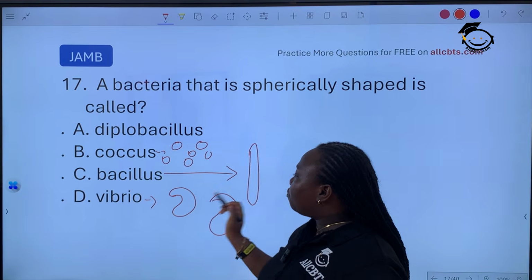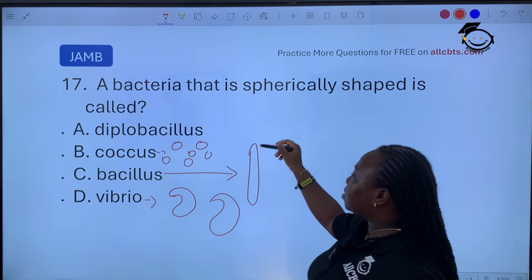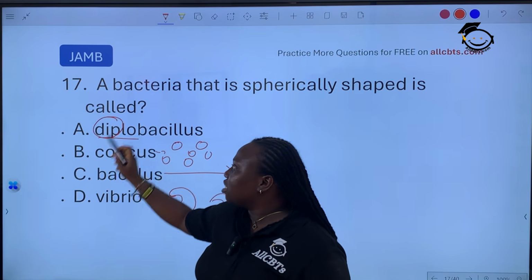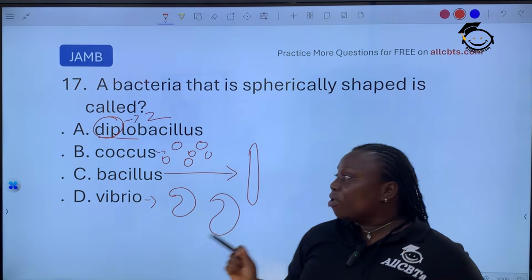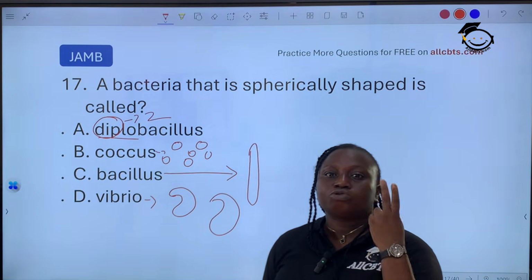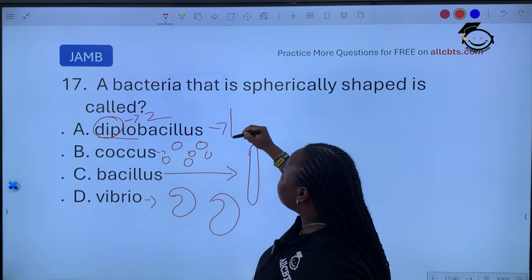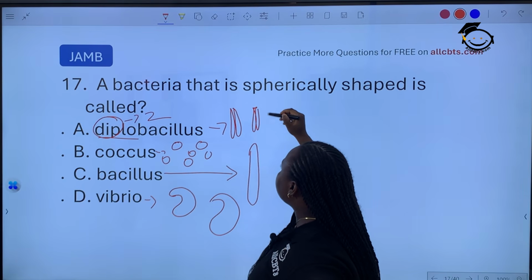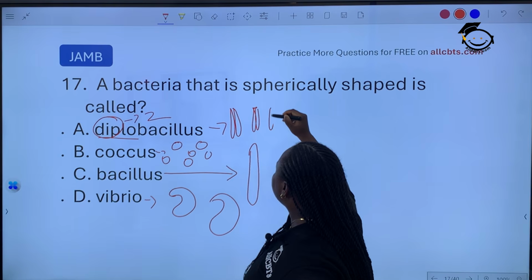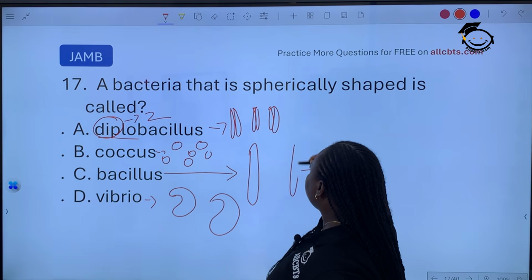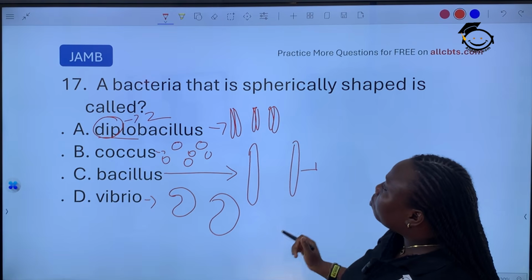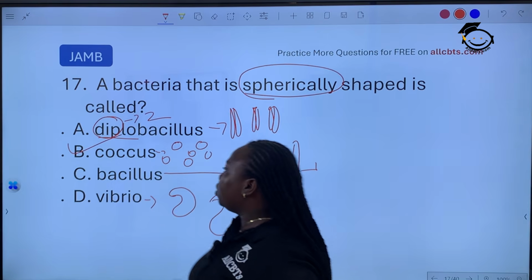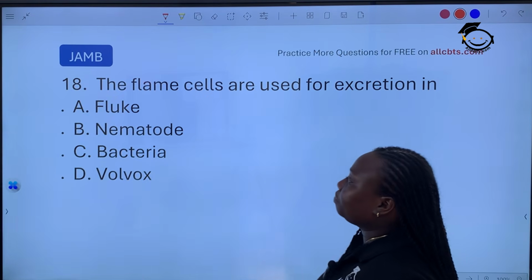Now from the bacillus, we know that bacillus is just a rod, and we have diplobacillus. Diplo, from the word di, means two. So when you look at diplobacillus, we're talking about two rods, which look something like this. One, two. You see them joined together. They are always in pairs. And in the question, a bacteria that is spherically shaped. So our answer is option B, coccus or cocci.